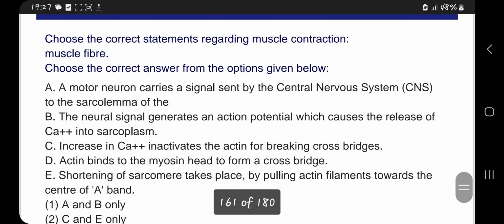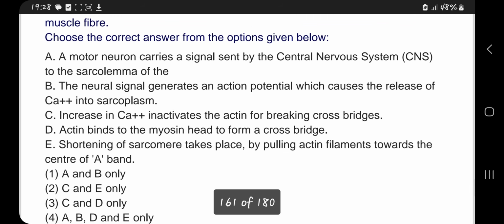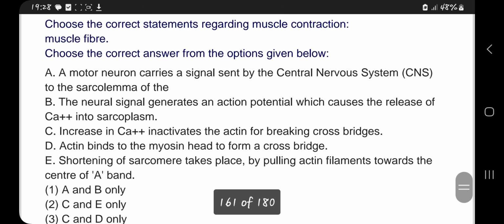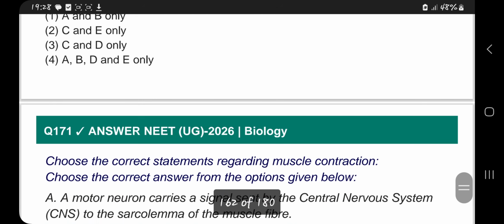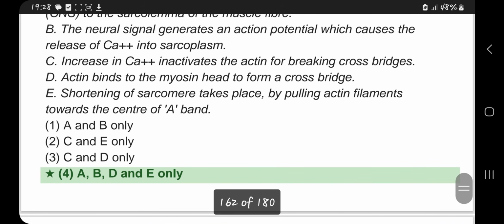Okay. Choose the correct statements regarding muscle contraction. Motor neuron carries a signal by central nervous system to the sarcolemma of the muscle fiber. Neural signal generates an action potential which causes increase in calcium ion, inactivates the actin for breaking cross bridges. So here choose the correct answer from the following. So the correct answers are A, B, D and E only.